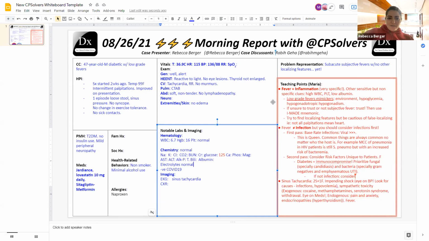Excellent. We had no additional infectious workup based on what you suggested, and I was hoping to stretch this case to 30 minutes, but I think 22 is going to be the way to go. Anyone want to take bets on his TSH? Throw your guesses in the chat.